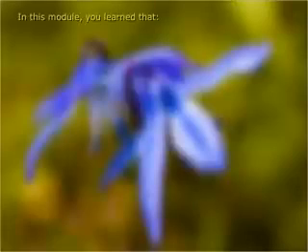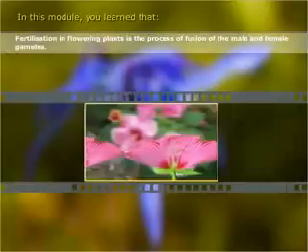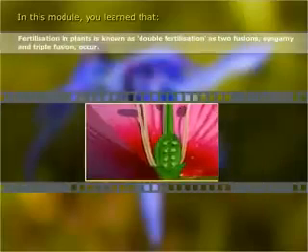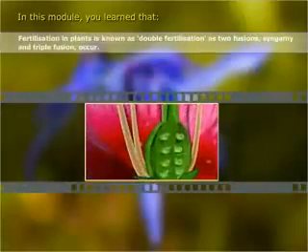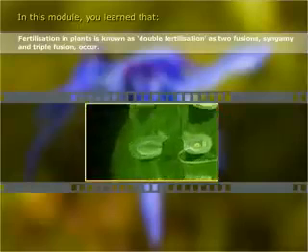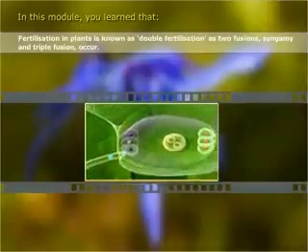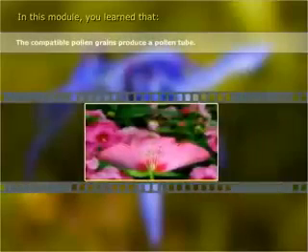In this module, you learned that fertilization in flowering plants is the process of fusion of the male and the female gamete. Fertilization in plants is known as double fertilization, as two fusions, syngamy and triple fusion, occur. The compatible pollen grains produce a pollen tube.